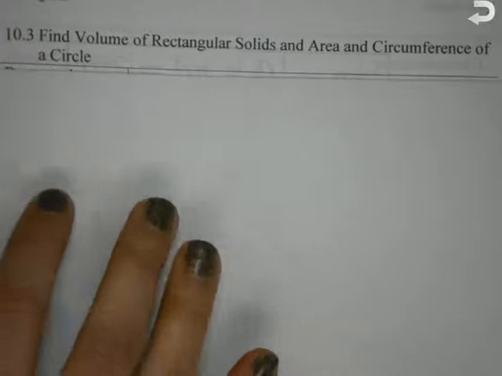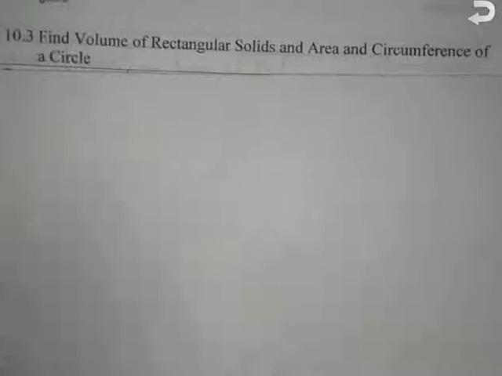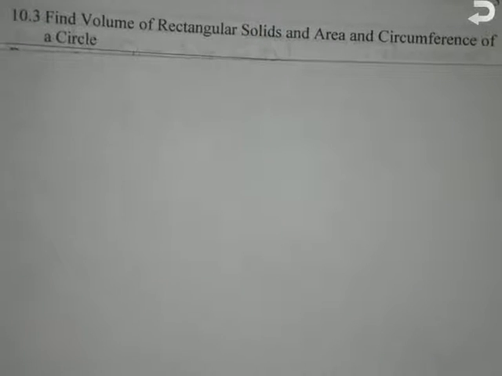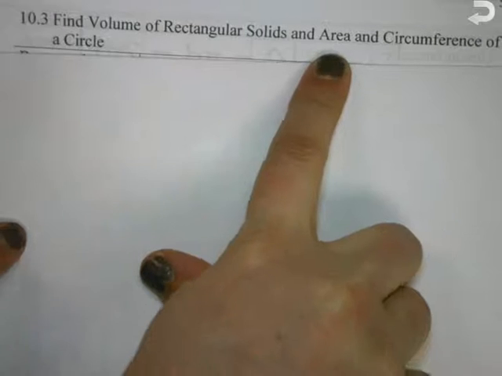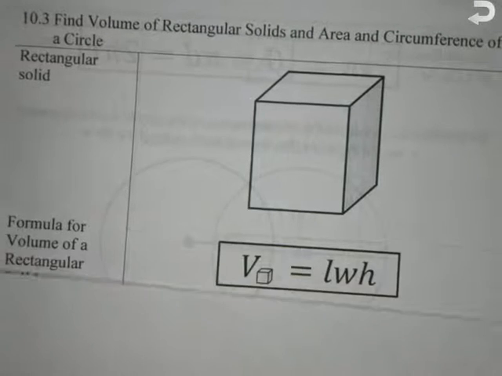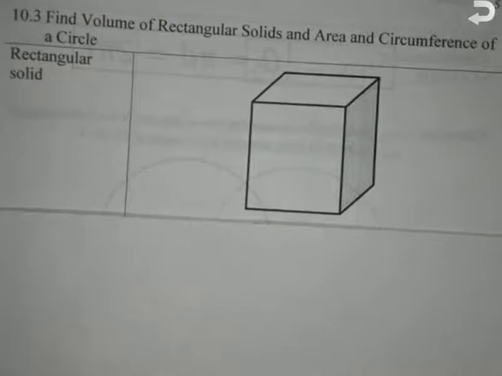We're doing two different types of things today. Today we're finding the volume of rectangular solids, which are three-dimensional objects with a base that looks like a rectangle, and I'll show you a picture. And then we're also finding circumference and area of a circle. So we're doing a lot with circles today. So let's first work with what we know, rectangles.